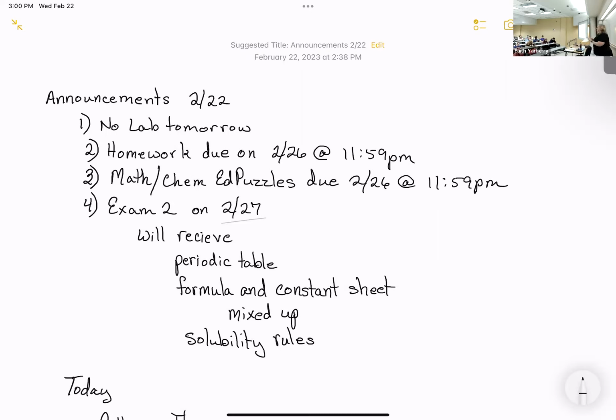Okay, I forgot the sign-in sheet, so I'm going to pass around a sheet of paper. The back of it is something we'll be going over next week, so don't even worry about it. Just please print your name because I can figure it out later.